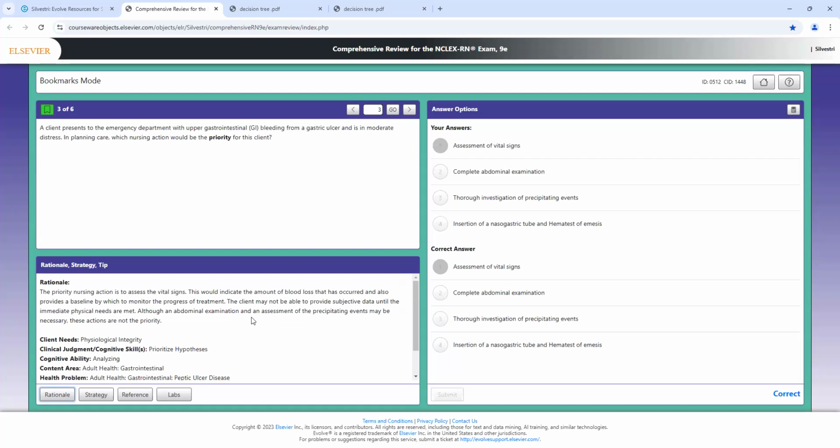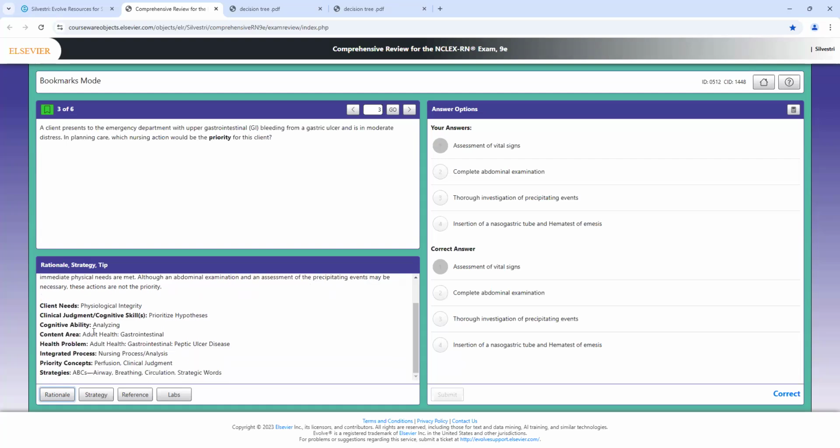So again, the rationale is just showing that it would indicate the amount of blood loss that has possibly occurred. It also goes in here to give a little bit more information. The client may not be able to provide subjective data until immediate physical needs are met. Although abdominal exam and assessment of the precipitating events may be necessary, they're not the top priority. So we're looking at physiological integrity, and our cognitive ability is analyzing. Okay, so let's stop on that one.